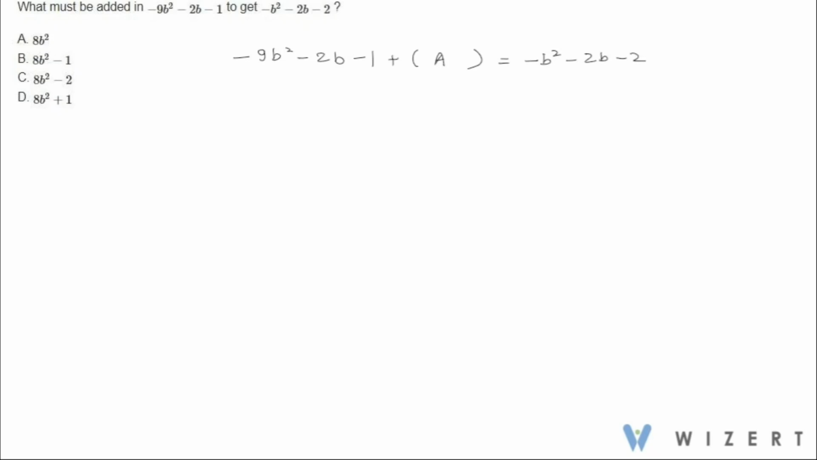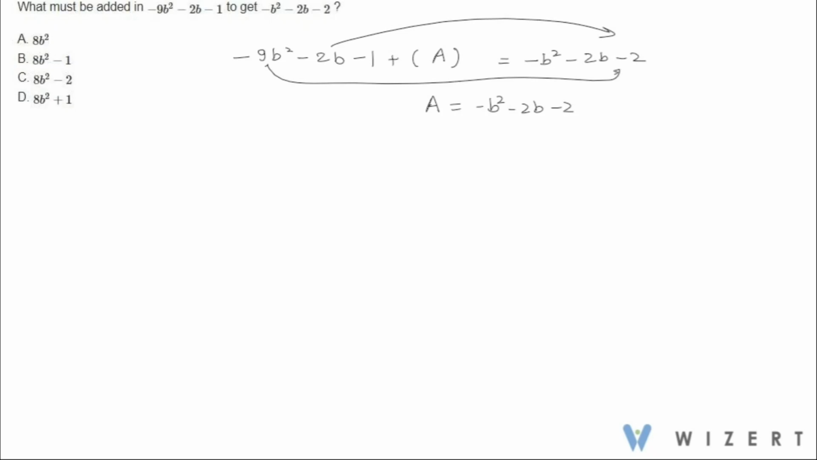So this A, that is this expression, is going to be, let me write it this way, A is going to be equal to -b² - 2b - 2. Now we'll take all of these terms over to the right hand side one by one. So this is going to be equal to -9b², when it changes side will be +9b², -2b when it changes side will be +2b, and -1 after changing the side will be +1.